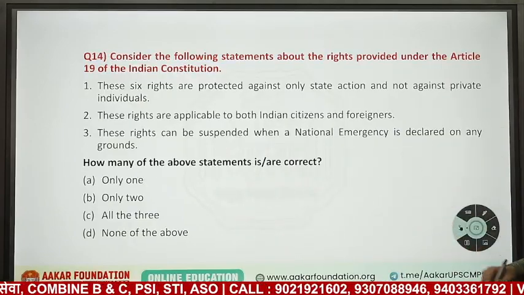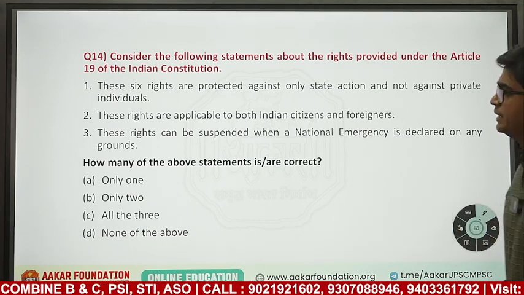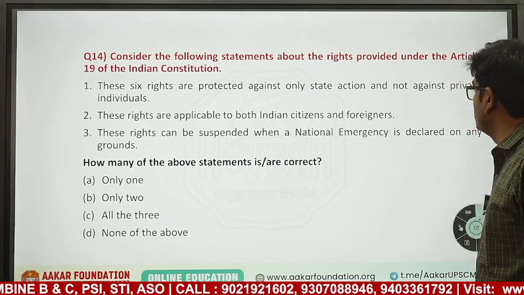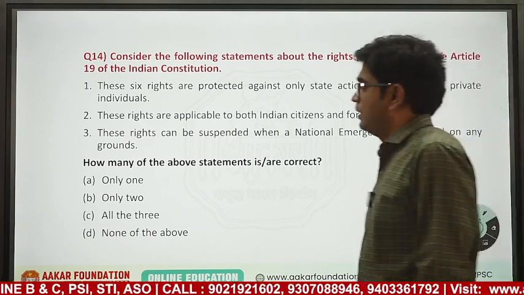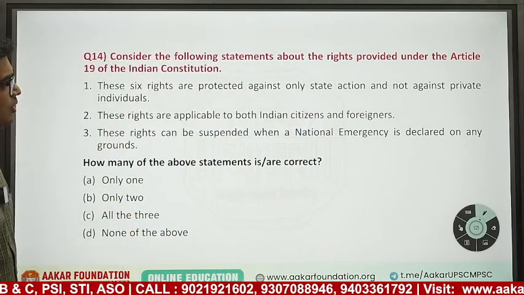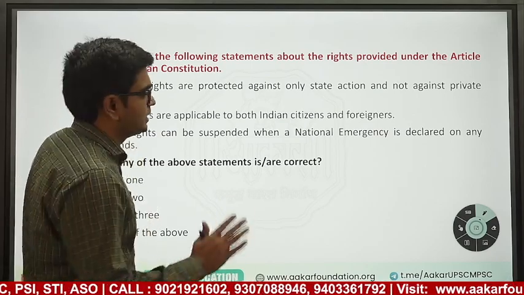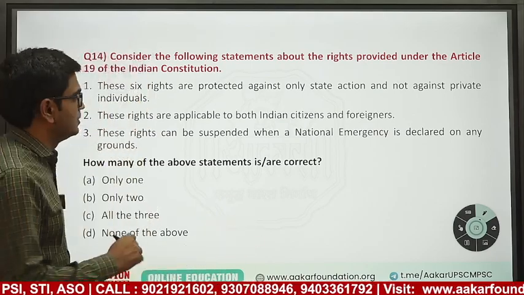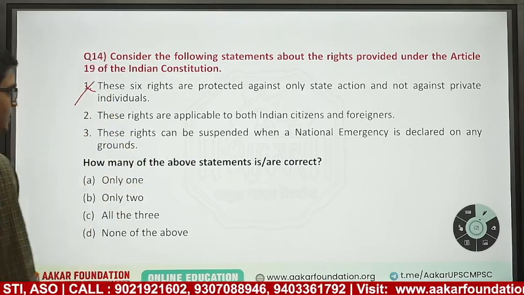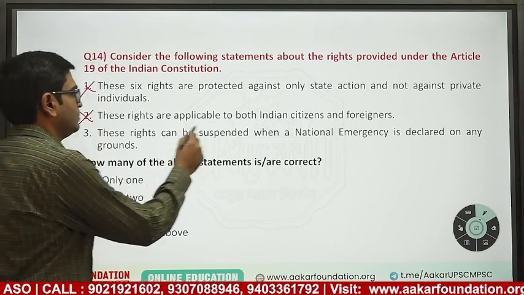Consider the following statements about rights provided under Article 19. These six rights are protected only against state action and not against private individuals. Now, I have already said that Supreme Court judgments have held that Article 19 will be applicable horizontally as well as vertically. Vertically means against the state, horizontally against private individuals. So this is wrong. Now it is applicable against private individuals also. These rights are applicable to both citizens and foreigners. No, this is only applicable to citizens.